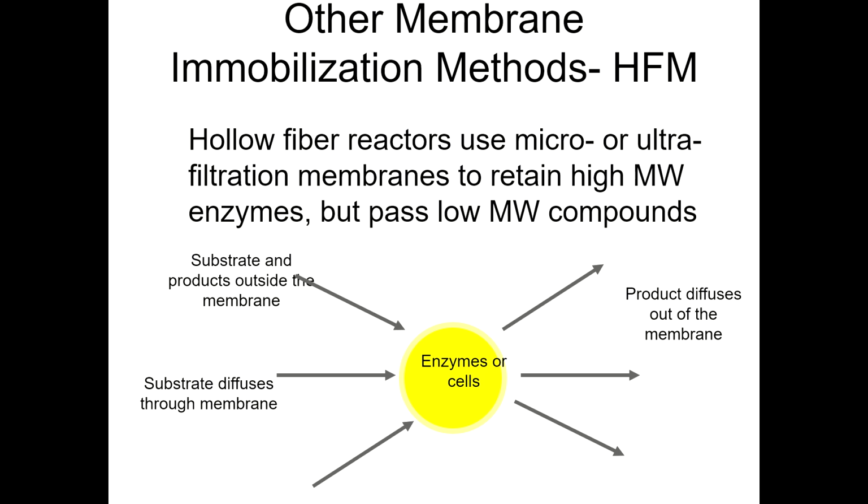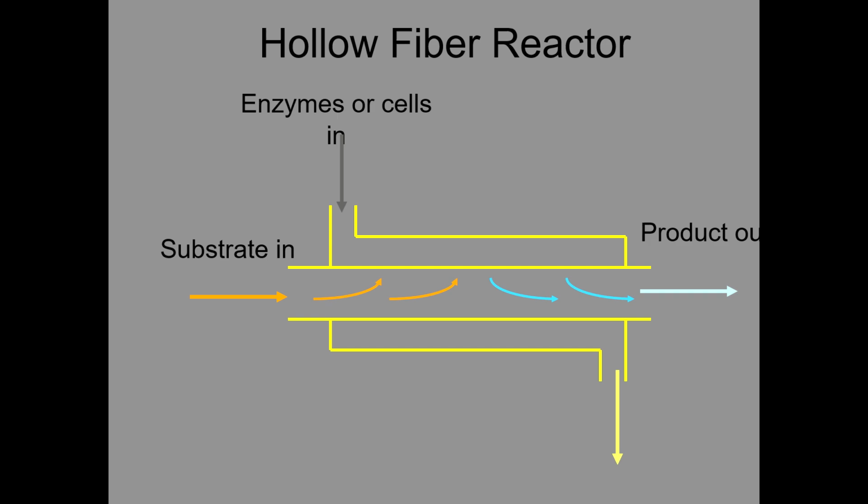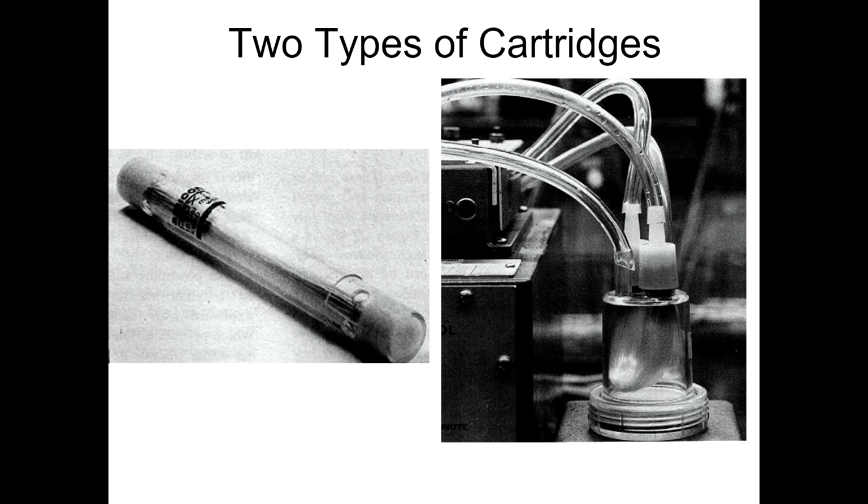Other membrane immobilization method, HFM, hollow fiber reactor, okay. Hollow fiber membrane, we can say HFM. Hollow fiber reactor uses the micro or ultra filtration membrane to retain the high molecular weight enzymes but pass low MW compounds, okay. So enzymes or cells are retained, and the substrate and the product are outside the membrane, okay. This is the closer view of fibers, okay. Hollow fiber reactor, the two types of cartridge here we use for the immobilization.